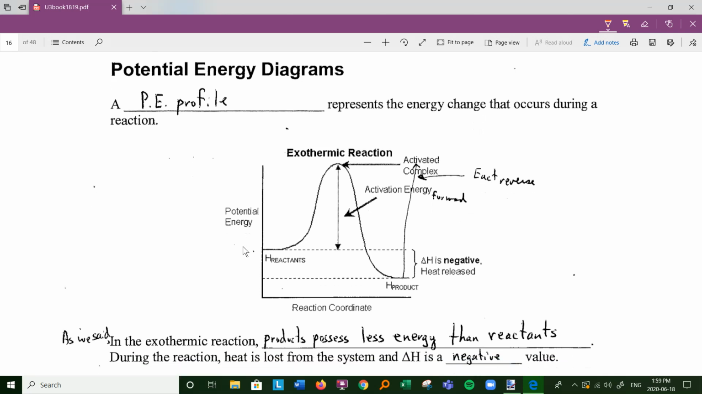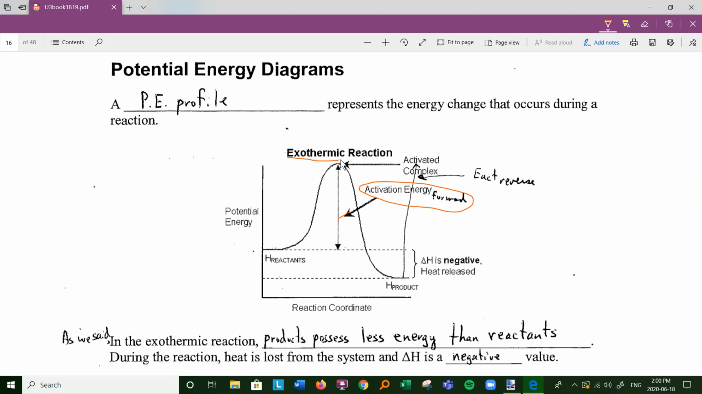A potential energy profile represents the energy change that occurs during a reaction. So here we have, this one's going to be exothermic because the products are lower down than the reactants. There's my forward activation energy. I don't have any catalysts here. Activation energy forward, let's keep all that together. So that goes here, and then my reverse activation energy is here. So you see that EA forward minus EA reverse gives you this part here, which is delta H, which is negative. Or the potential energy of the products minus the potential energy of the reactants also gives you delta H.